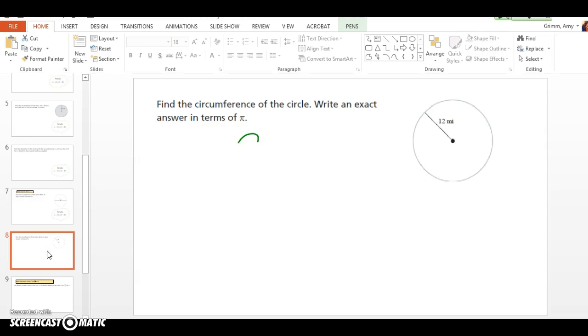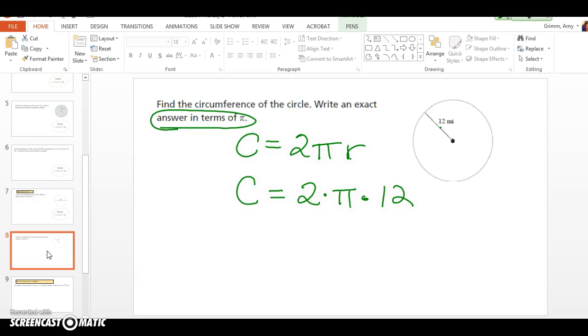Yeah, so we're going to say C equals 2 pi r. And then I'm going to say, okay, circumference equals 2 times pi times the radius, which is 12. And so if I want the exact answer in terms of pi, what is my exact answer in terms of pi? 24 pi.